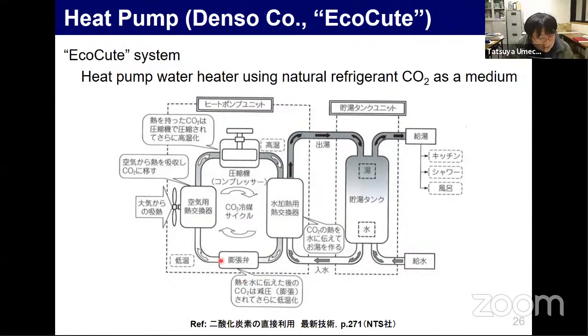Briefly speaking, gaseous carbon dioxide takes heat from the air in the evaporator. Then carbon dioxide changes from the gaseous state to the supercritical state due to compression and the accompanying heating. Supercritical carbon dioxide gives heat to water by a heat exchanger, and carbon dioxide changes from the supercritical state to the gaseous state. Again, gaseous carbon dioxide takes heat from the air in the evaporator. Heat in and out is repeated as the state of carbon dioxide changes.